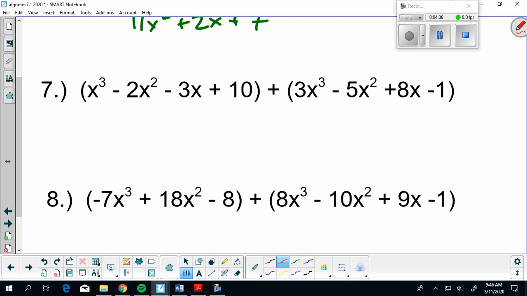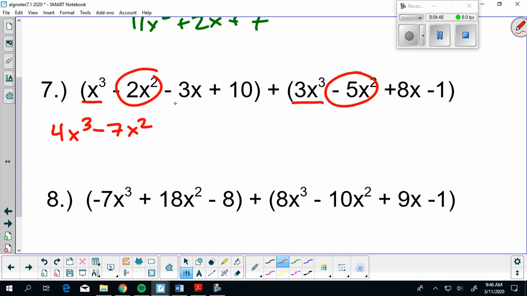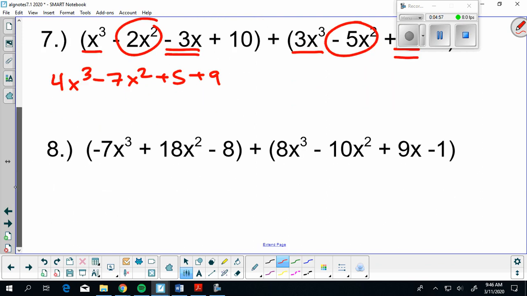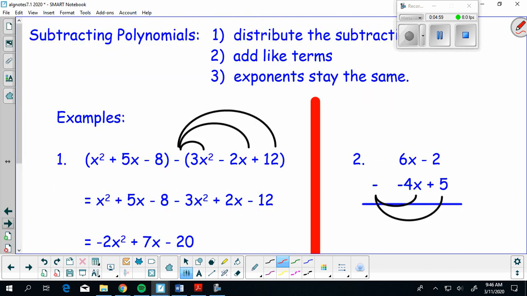Okay, they're getting a little longer, but it's nothing that I can't handle or you can't handle. So x to the third and 3x to the third be 4x to the third. These two would be negative 7x squared, just using my calculator. The x's together would be positive 5x, and plus 9 is my back term. Okay, running out of time, so I think I'm going to head to subtraction.